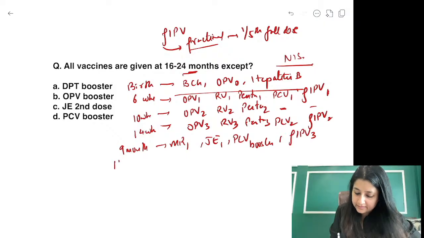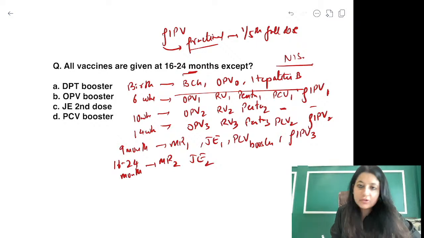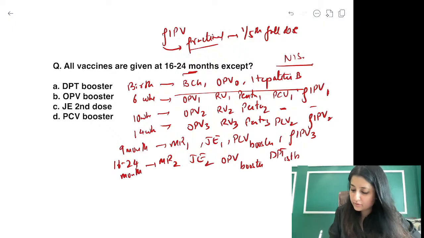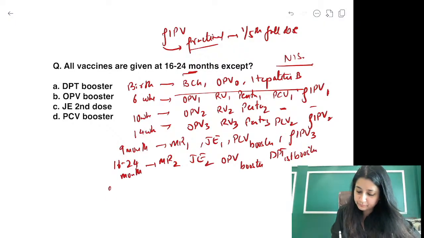Then 16 to 24 months is basically the second dose of MR2, JE2. And it's a type of booster. The only live vaccines which require a booster are OPV booster and DPT, because I can't give Penta beyond 1 year, so DPT first booster.